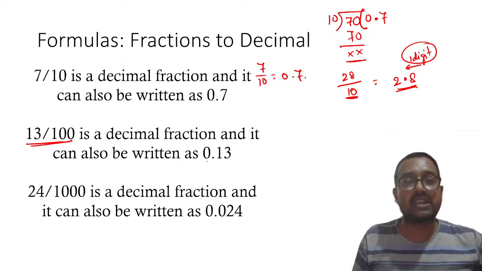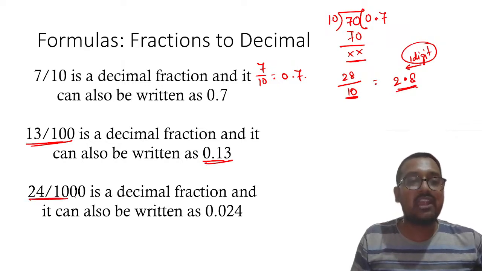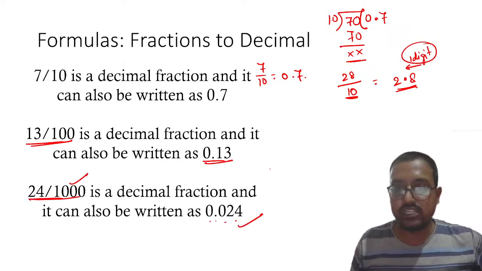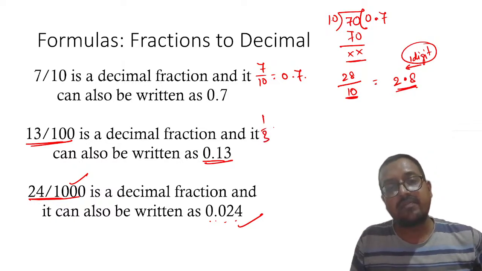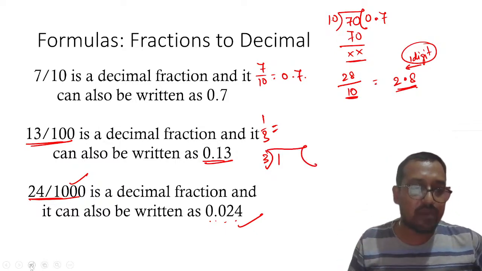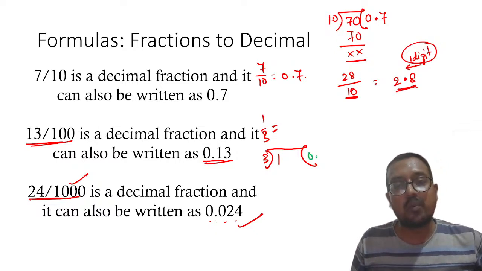13 upon 100 can be written as 0.13 and 24 upon 1000 can be written as 0.024. Understood? What about 1 by 3? Let us try it out. 1 by 3. So let me put 3 over here, 1 over here. 1 is smaller than 3, so obviously it won't go. So what I will do, 0 point. I will put a dot so that I can borrow 0.